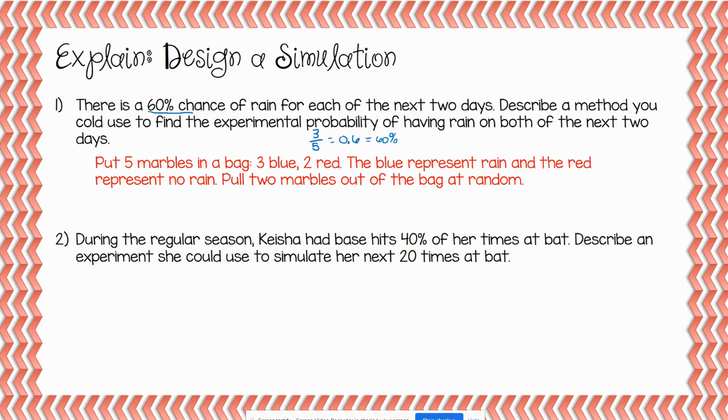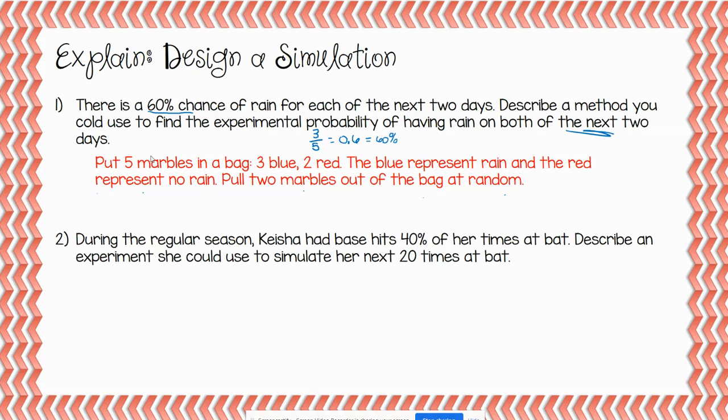Now, if you don't see that right away, you could do something as simple as 10 marbles and 6 of them represent rain. You want to pull 2 marbles out of the bag at random because we want to find the probability of it raining on both of the next 2 days. So you would do it for one day and then the second day. Now you would want to repeat that simulation multiple times so that you have an experimental probability that shows this.